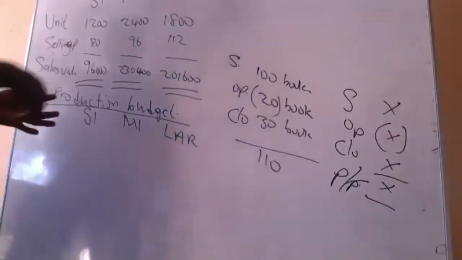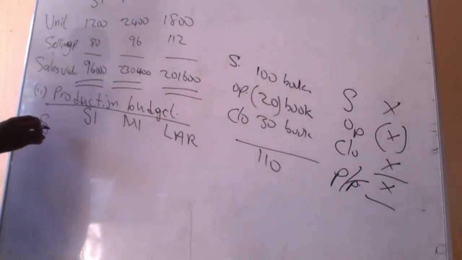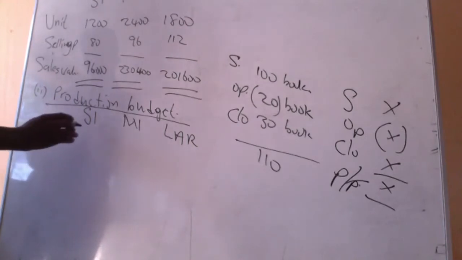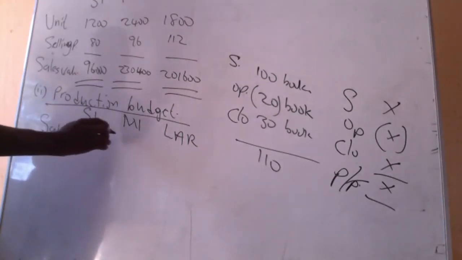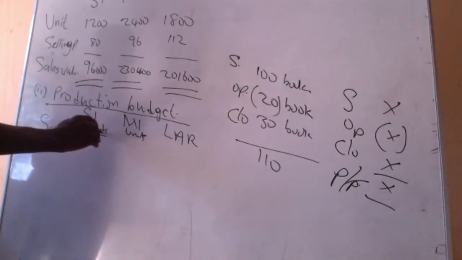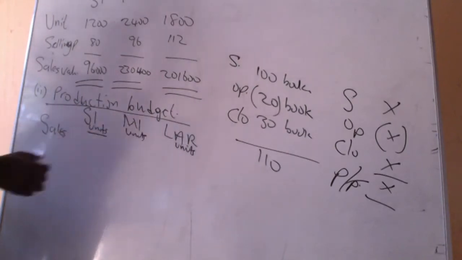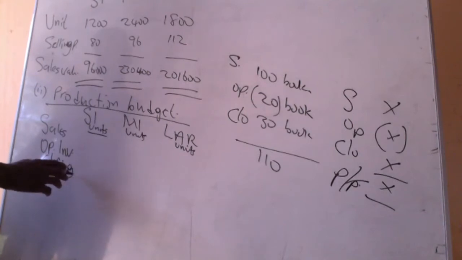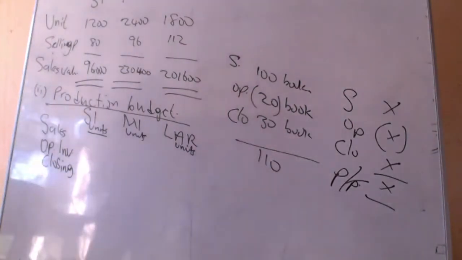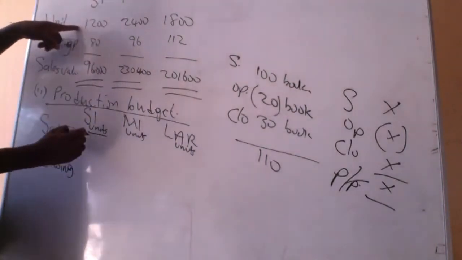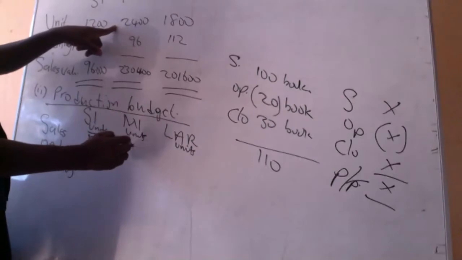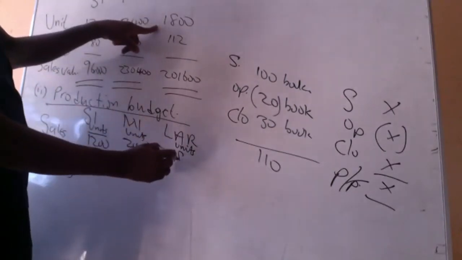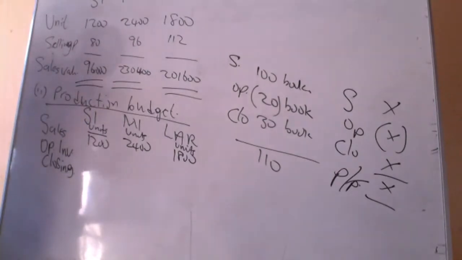Okay, so we just have to bring our sales unit here. And then the answers are in units, so you can put unit on top. So sales, open inventory, and then closing inventory, we subtract the open, that's all. So what's the sales? It's already here. So 1,200, 2,400, 1,800. I hope you get that. Yes, good. So that's it.